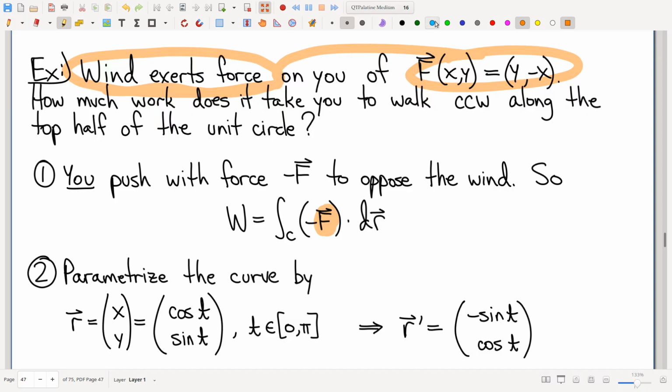The question asks, how much work does it take you? The wind is applying its force on you. You are applying a force opposite of the wind. You are applying the force negative F, so the wind doesn't knock you over. Right? And very importantly, these are negatives of each other.